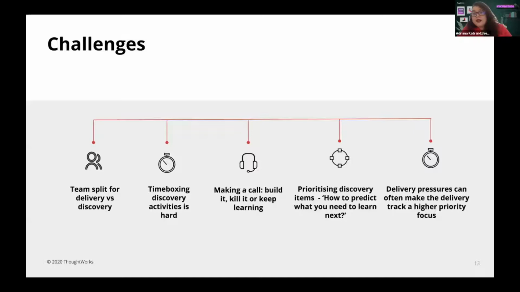And then finally, in every project, there comes a time where you have a lot of delivery pressures, which in our case meant that we had to switch sometimes our focus to the development track. So it was really hard to then go back to, again, doing the two tracks in parallel when you've switched the focus.